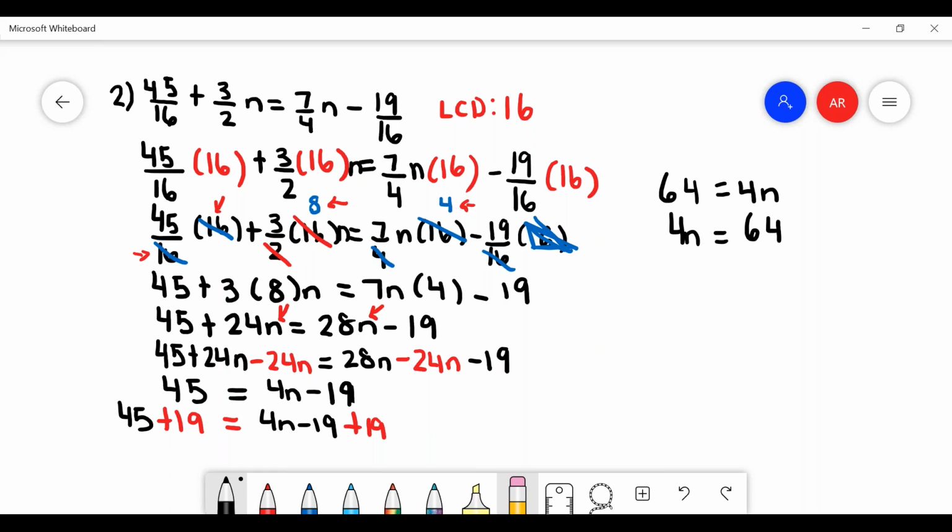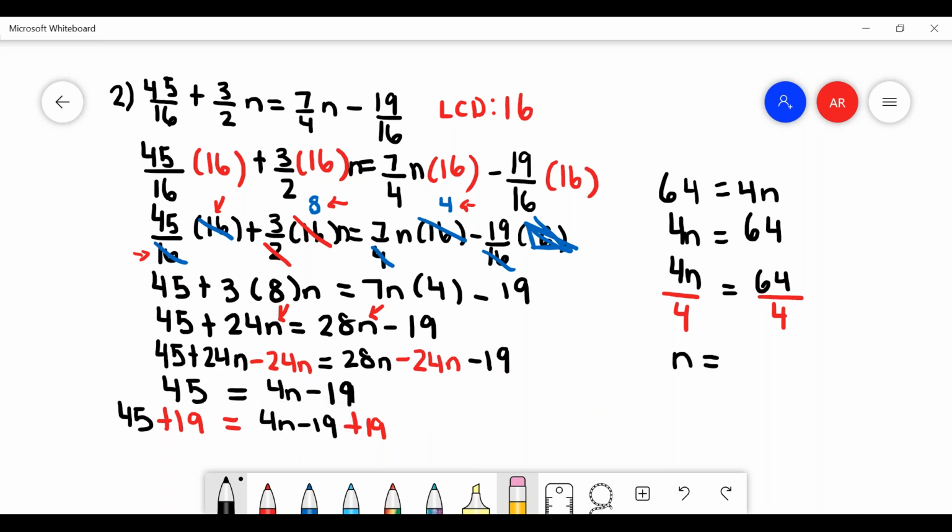So just doing that, we have 4n over 4, which is equal to 64 over 4. All right, so we're just trying to isolate n here by eliminating that 4, which is being multiplied with n. So we just divided both sides by 4, as what you do to one side needs to happen to the other side. So canceling that out, 4n over 4 is simply n.